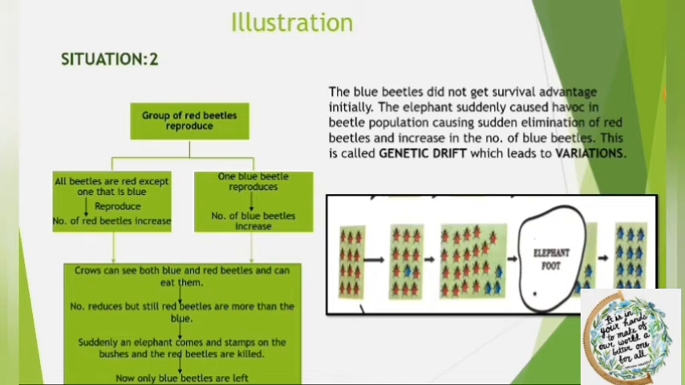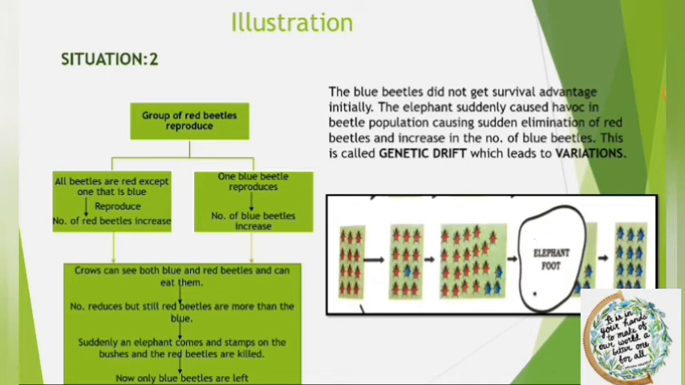But there are interesting differences in the two situations. The variation in the first situation became common because of the survival advantage. The crows could not see the green beetle due to its color. Therefore, the green color of the beetle gave a survival advantage and its population increased. So, the variation of green color was naturally selected. This is natural selection.